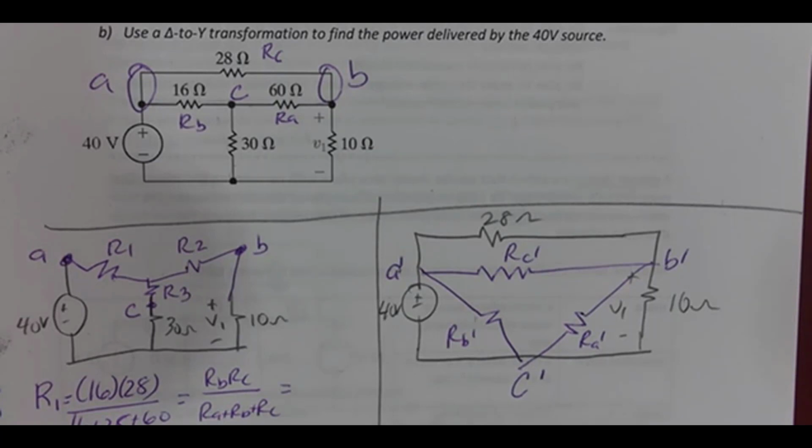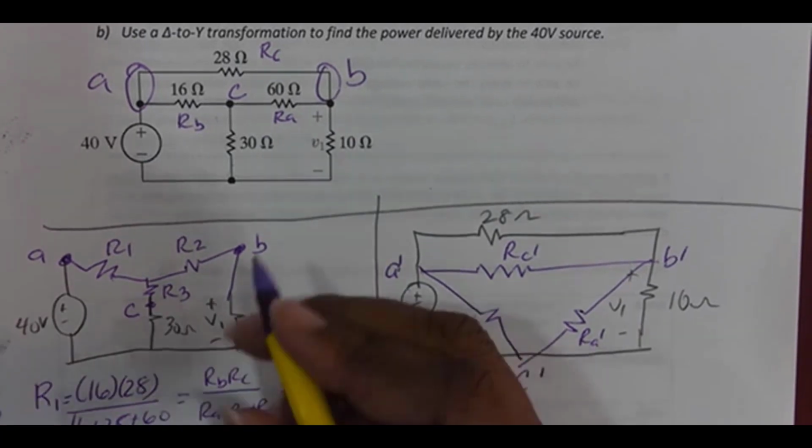What is R1? 4.3 ohms. Okay, I'll go with your answer. You're the only one that answered me, so let's assume it's right. All right.